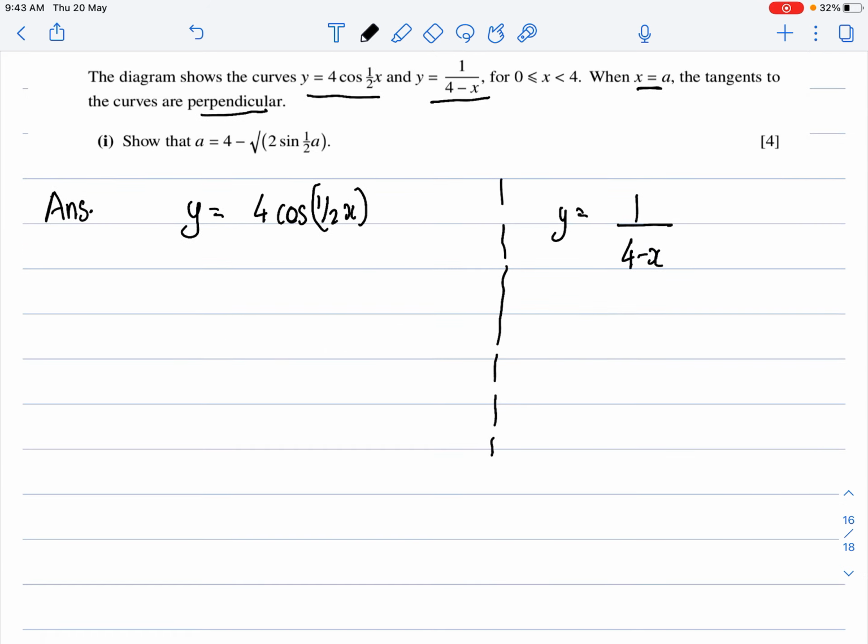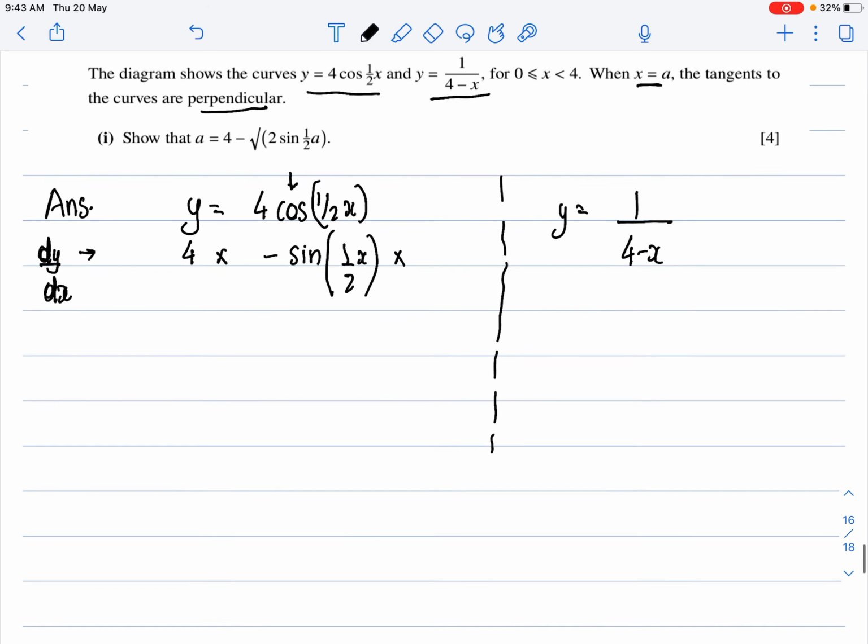So I'll first differentiate both of them. I'm basically finding the gradient of both of them. So this will be 4 into the differentiation of cos, which is minus sine half x, multiplied by, because the chain rule applies, the differentiation of half x, which is half. So I can simply cut 2 here to get minus 2 sine half x.